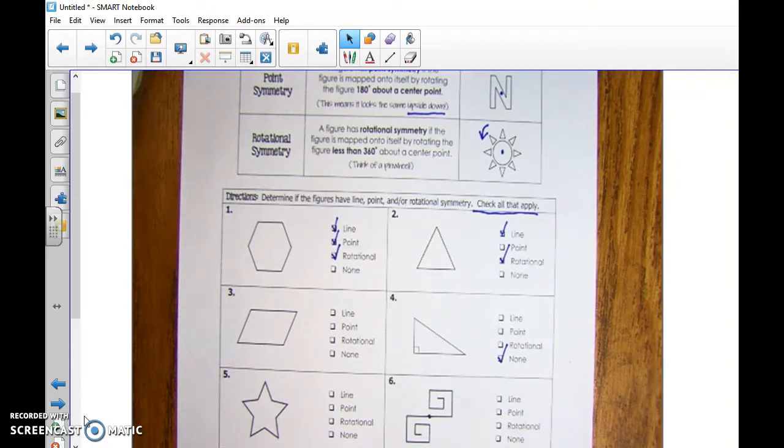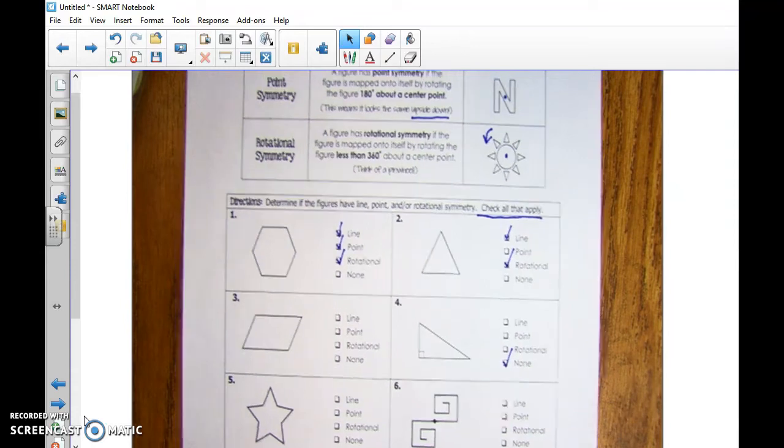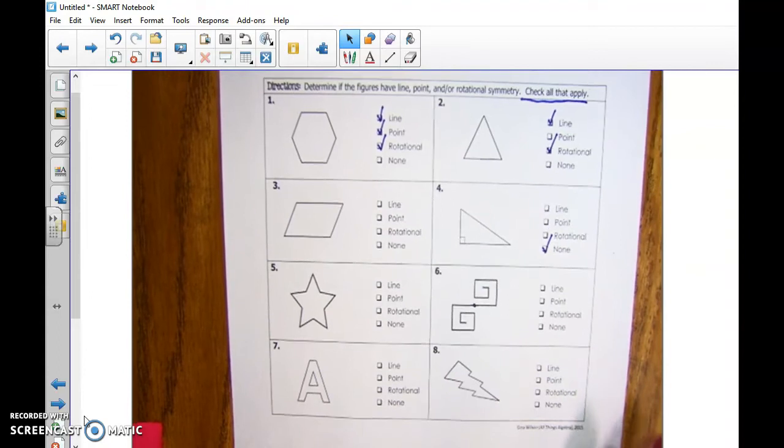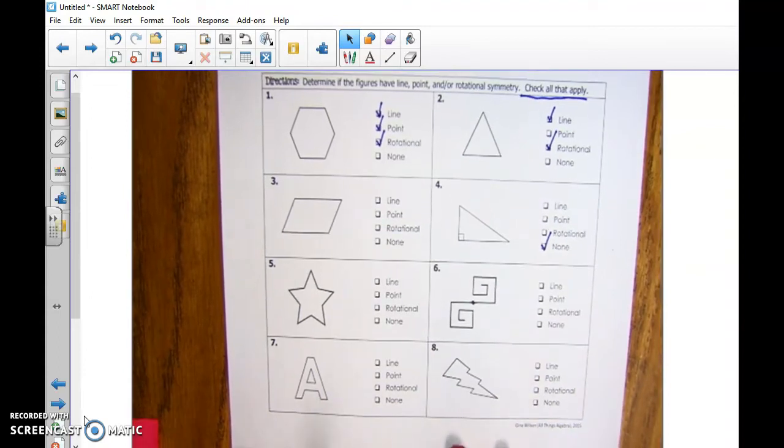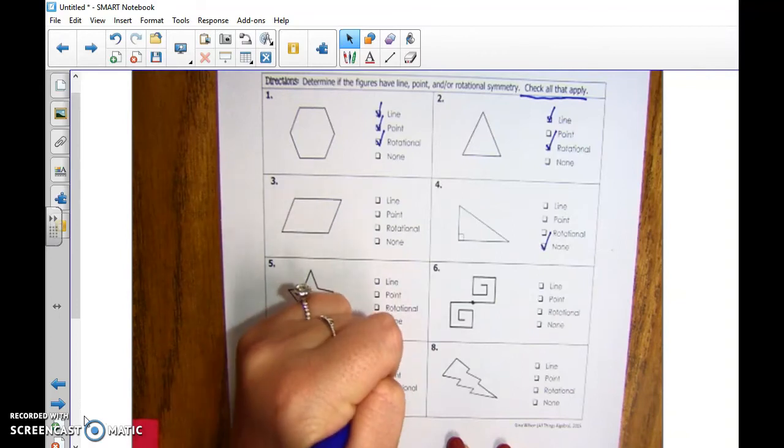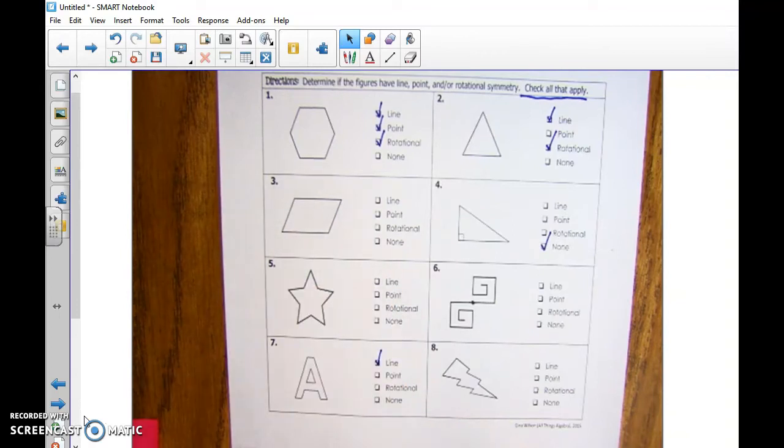All right, so then we have one like number 7, where we can see that if we drew a line down the middle, we could have line symmetry. So we can't have point symmetry because if we turn it upside down, it's just going to look like a V. Okay, and there's no other way that we can turn it where it's going to look the same.